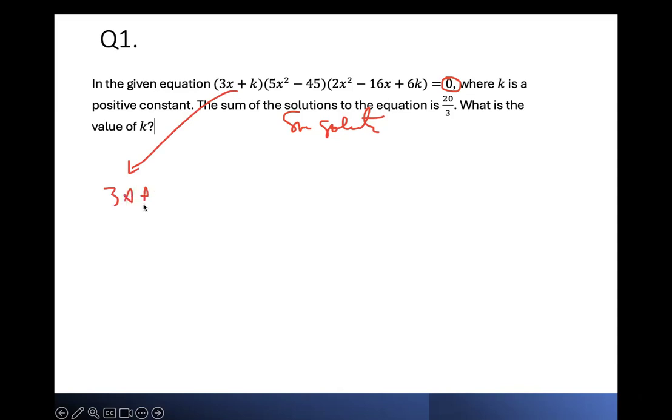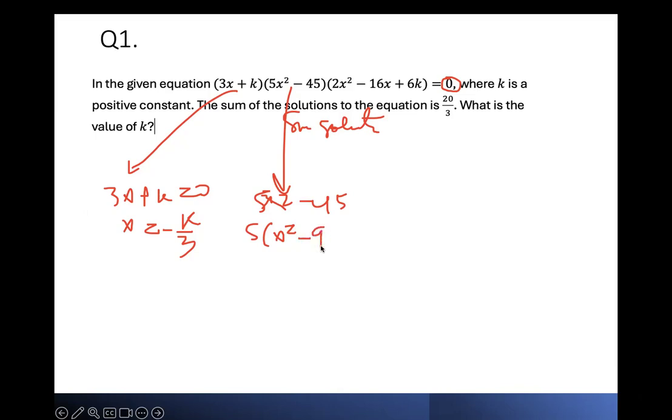3x + k is equal to 0. That means x is equal to what? Minus k over 3. That's my first solution. I take my second solution. I have 5x² − 45. Same thing as 5 times (x² − 9).